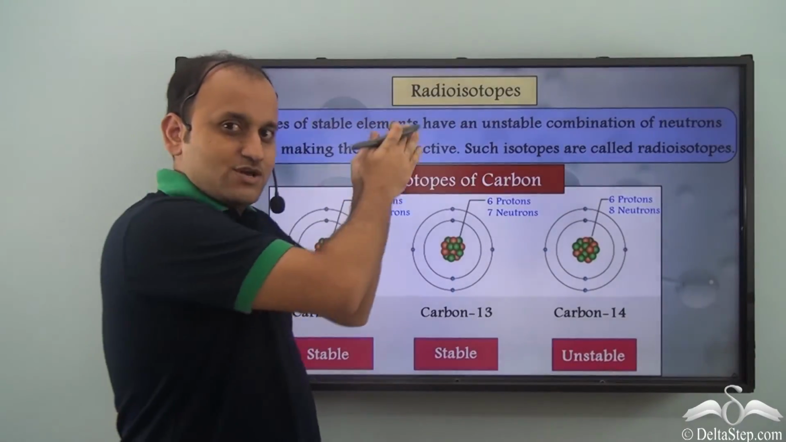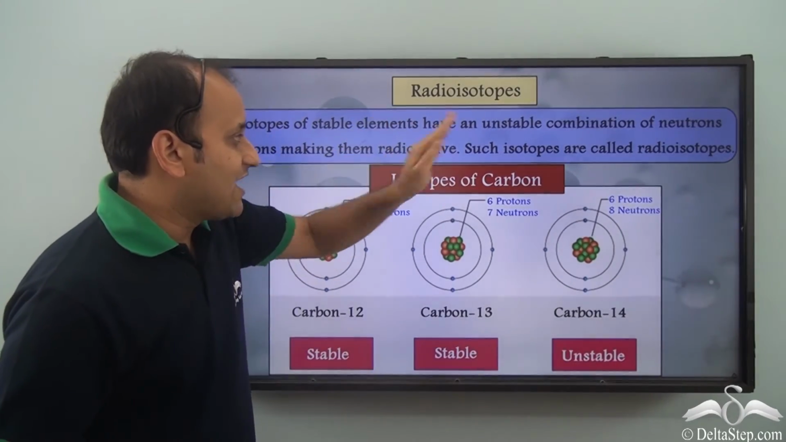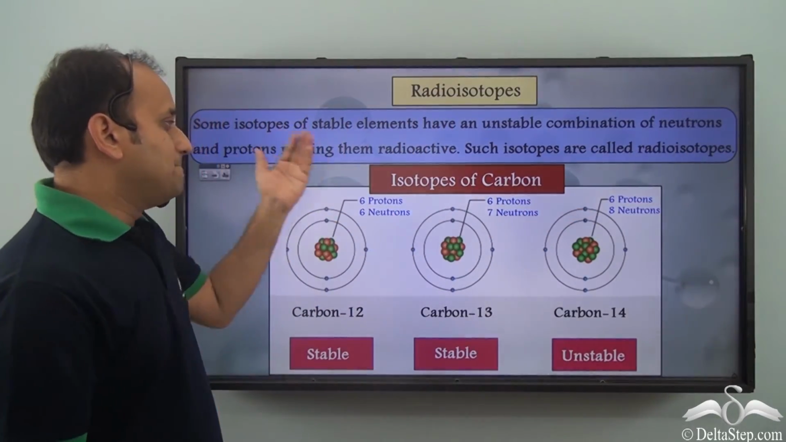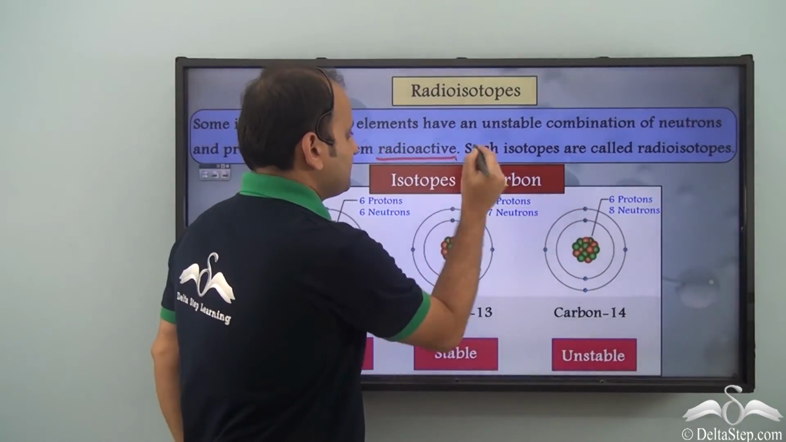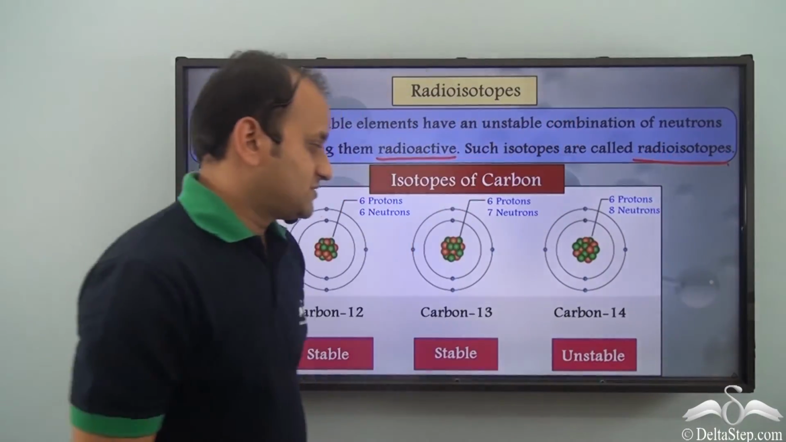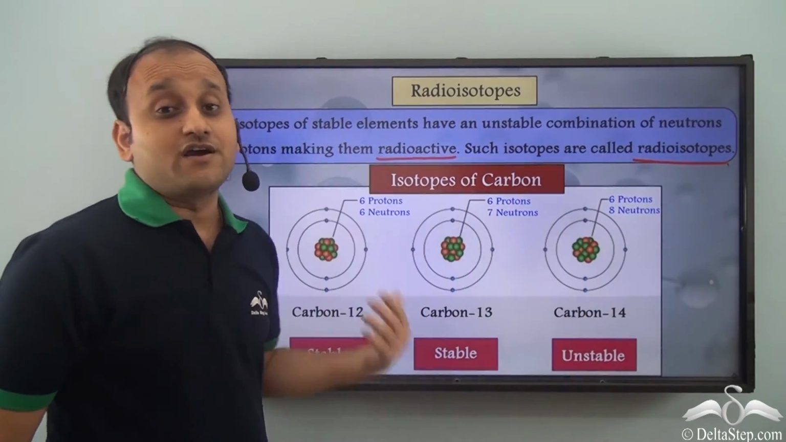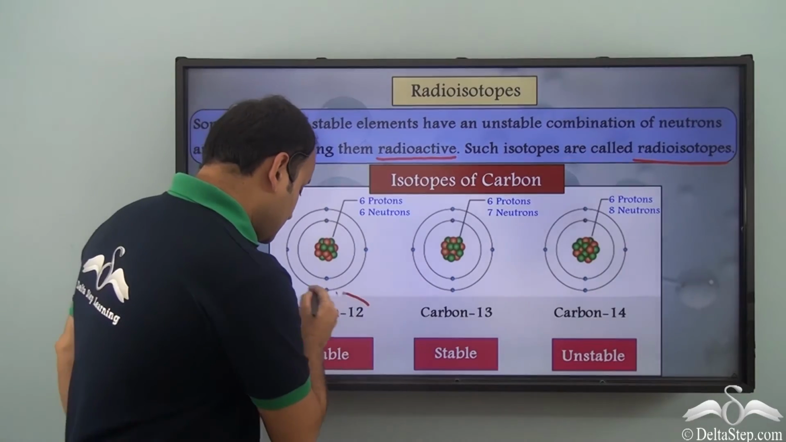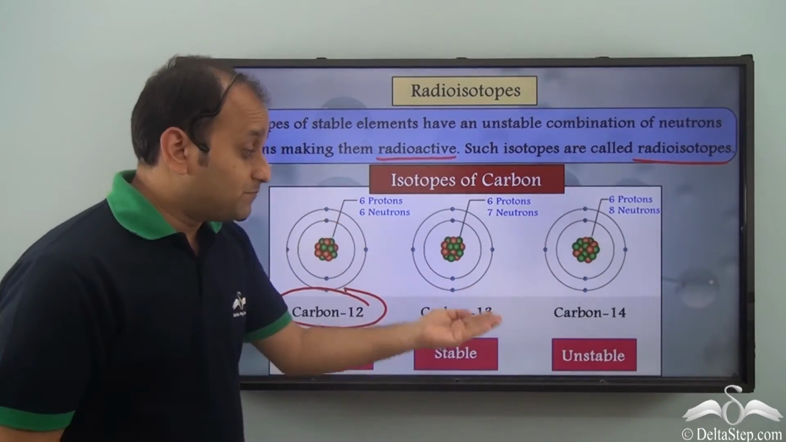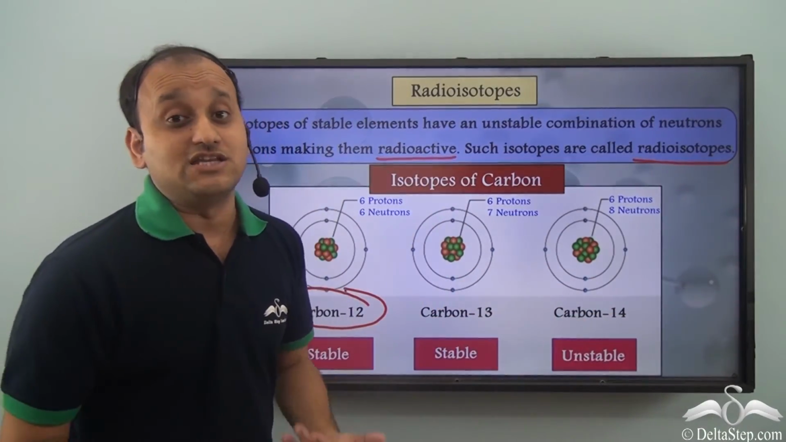So what are radioisotopes? Some isotopes of stable elements have an unstable combination of neutrons and protons, making them radioactive. Such isotopes are called radioisotopes. In this case, carbon-14 is a radioisotope of carbon. So carbon usually comes in the form of carbon-12, which is stable, but carbon-14 is a radioisotope of carbon, which is radioactive.